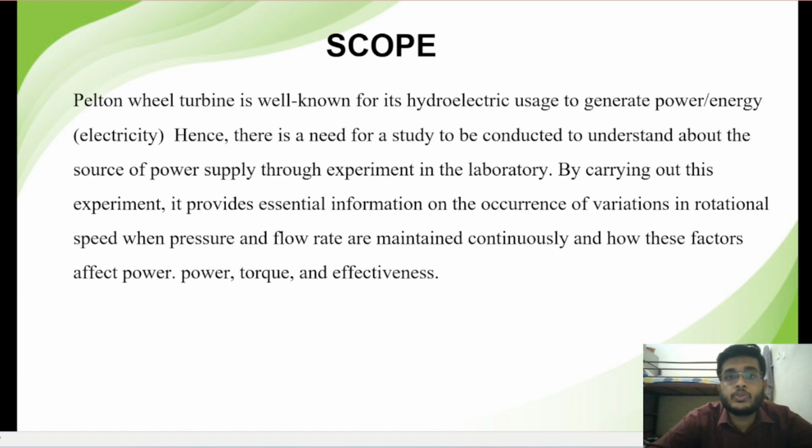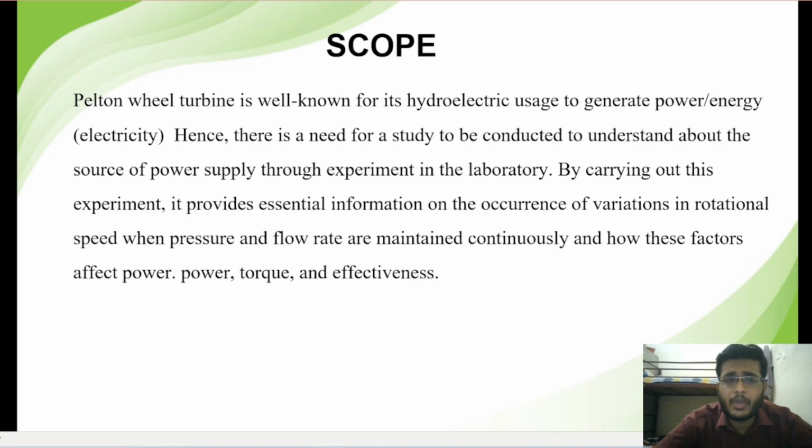The scope. The scope of this experiment is that the Pelton wheel turbine is known for its hydroelectric usage to generate power and energy. Hence, there is a need for a study to be conducted to understand the source of power supply throughout this experiment. And we have successfully understood and achieved these objectives.